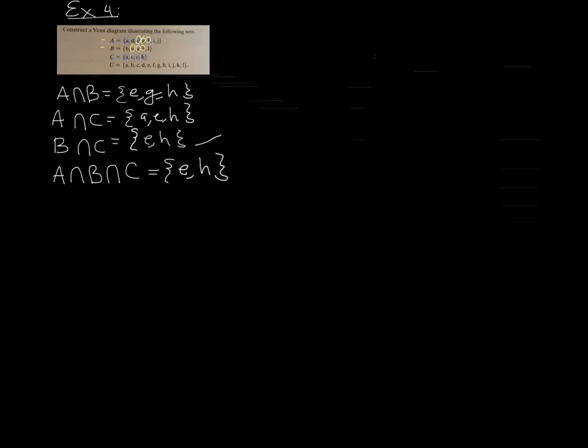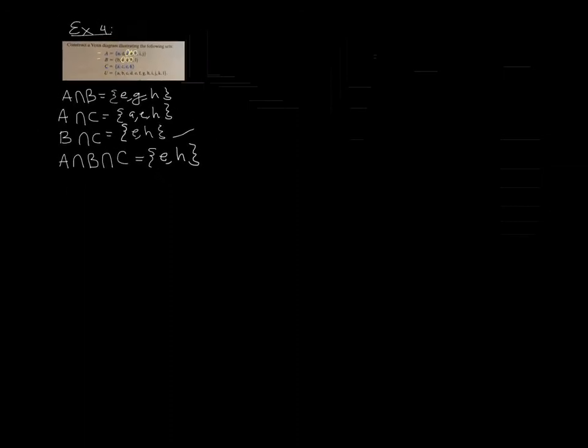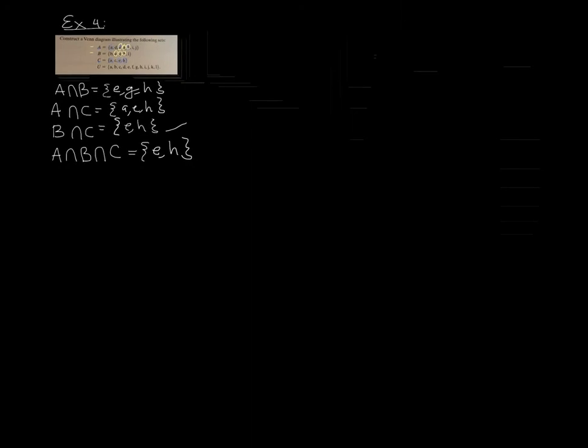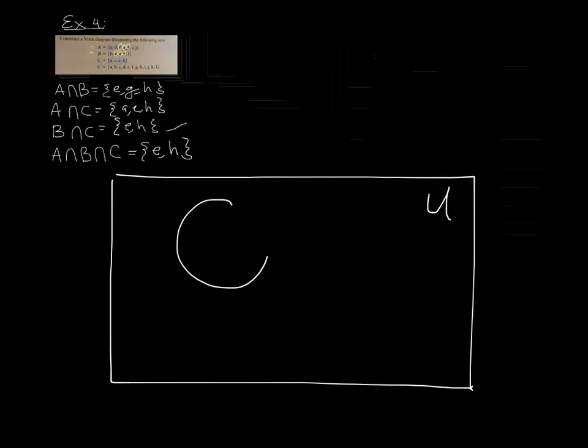Okay, so the goal is to draw a Venn diagram. So again, you should have this on your paper ready. I'm just going to draw my universal set, U, which consists of the alphabet, A all the way to L. I think it's consecutive, A, B, C, D, E, F, G, H, yes, all the way to L. And we're working with 3 sets. So here's A, here's B, and here's C.